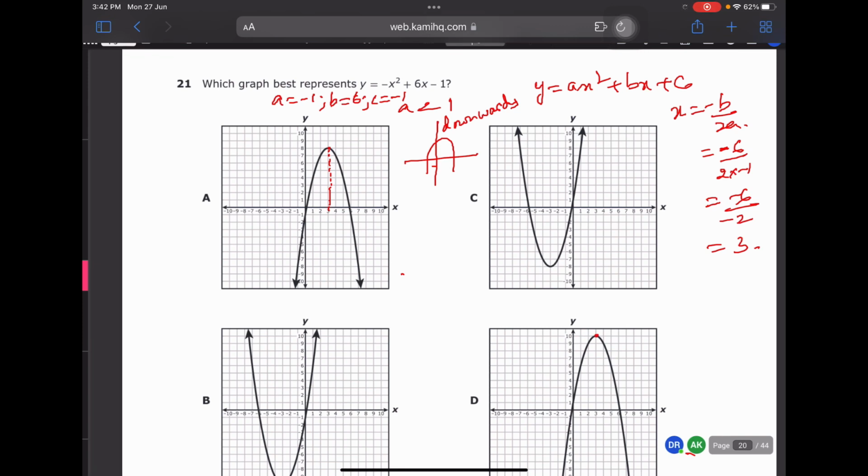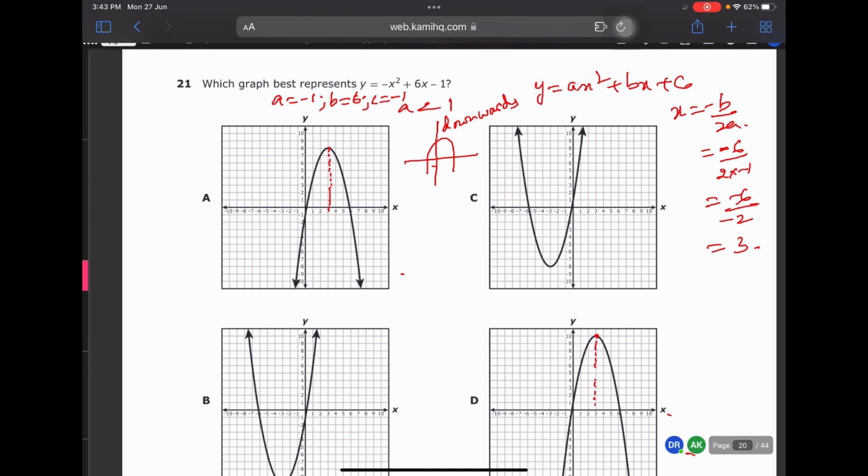Where is it positive 3? In both of them the vertex x is positive 3. Here also you are having it as positive 3, because you can choose between A and D, both of them, and the graph is downwards, you know that. So therefore it is positive 3 for both of them.